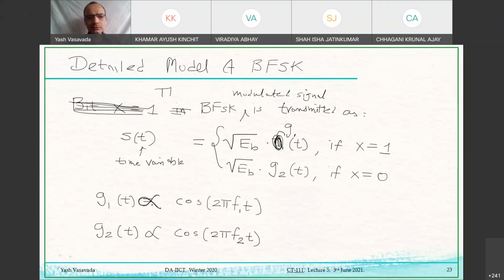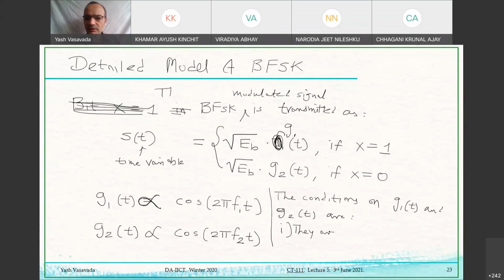Now, I made them proportional. So if I want to remove the proportionality, I would need to replace it by some constant. Now that constant of proportionality is determined by, so I'll say the conditions on G1 and G2 of t are, one, they are unit energy. They are unit energy signals.